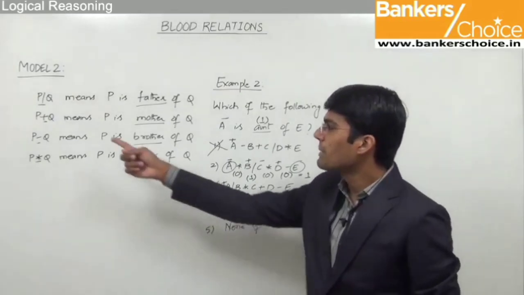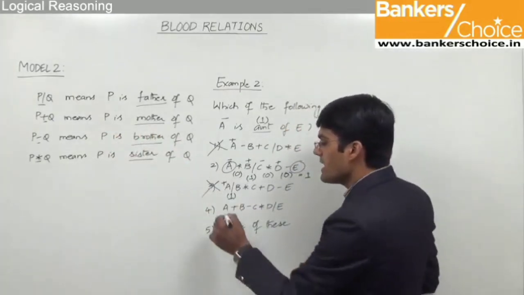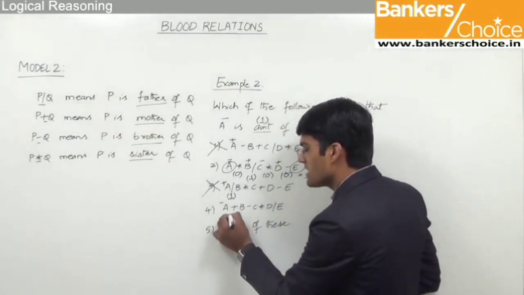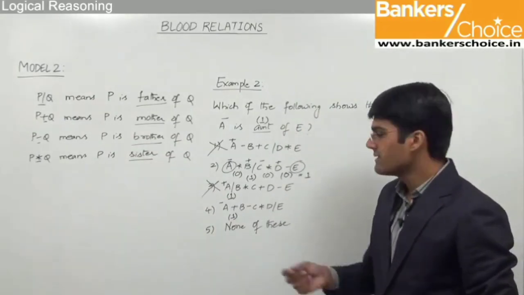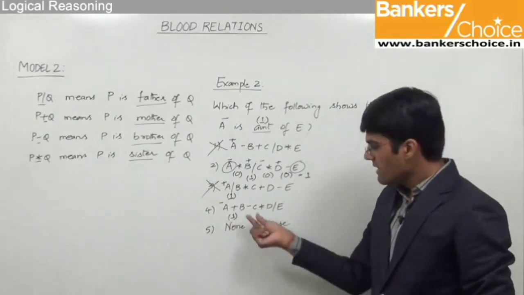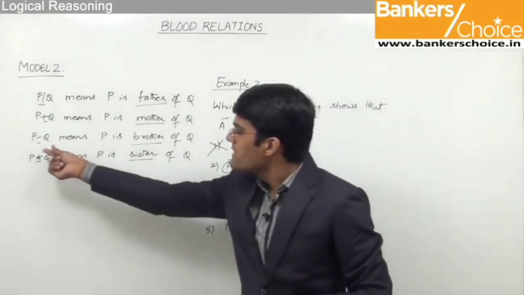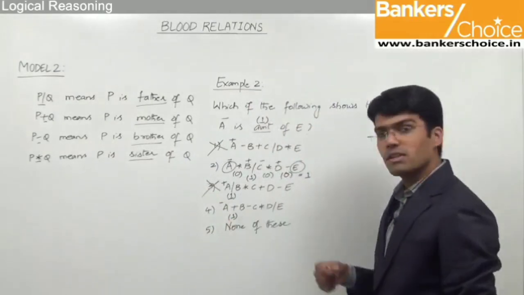A plus B. Plus means mother. So A is a female person and the generation gap between A and B is 1, since A is the mother of B. B minus C. Minus means brother. So B is the brother of C.